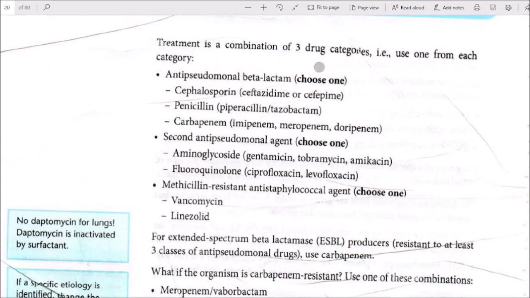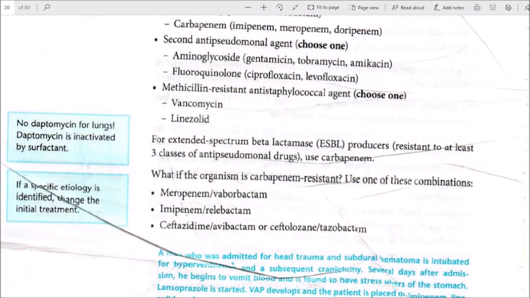Treatment is a combination of three drug categories; that is, use one from each category. Anti-pseudomonal beta-lactam, choose one: cephalosporin, penicillin, or carbapenem. Second anti-pseudomonal agent, choose one: aminoglycoside or fluoroquinolone. Methicillin-resistant antistaphylococcal agent: vancomycin or linezolid. For extended-spectrum beta-lactamase (ESBL) producers resistant to at least three classes of anti-pseudomonal drugs, use a carbapenem.